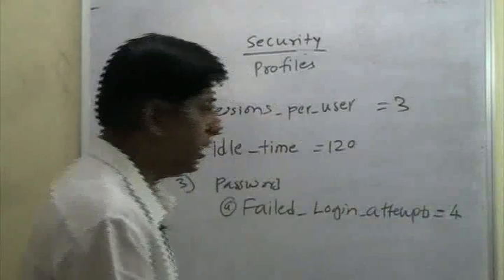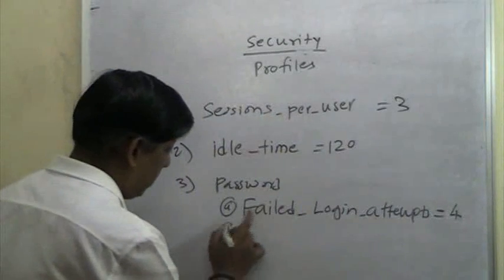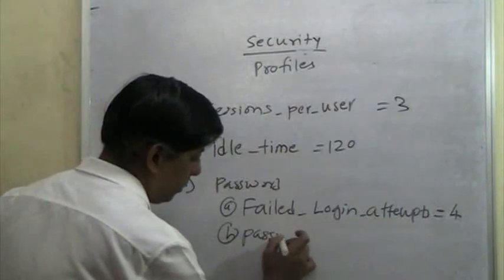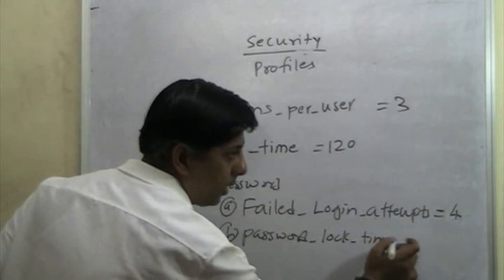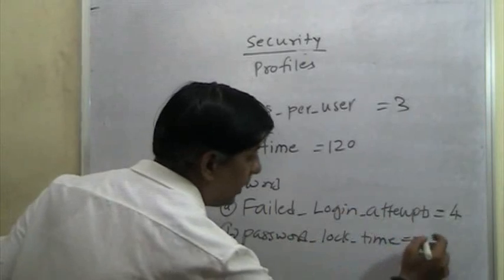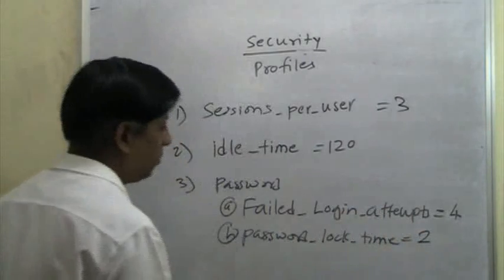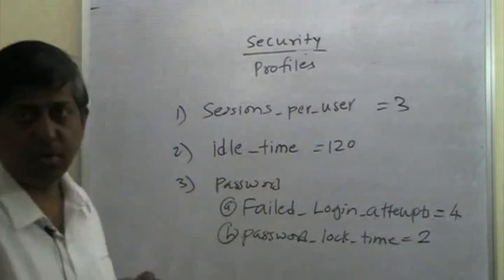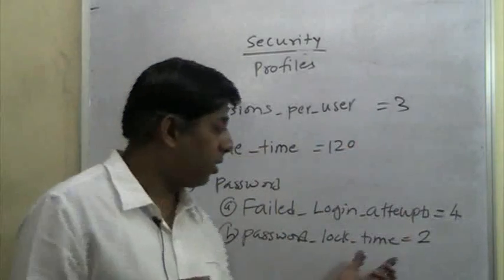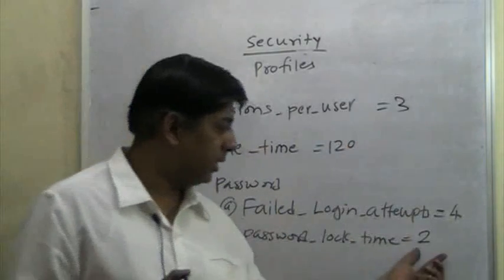There is, as I said, password. Okay, B is password lock time. This is in days actually, maybe 2 days. So some things are in minutes, some things are in days, some things are just in numbers. So you have to know what is what. So password lock time is 2 days here in this case.